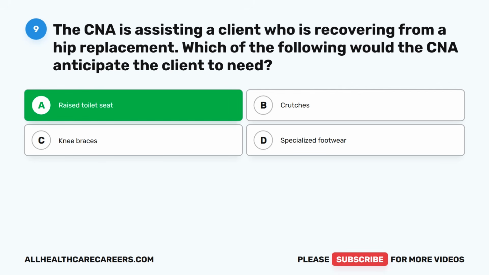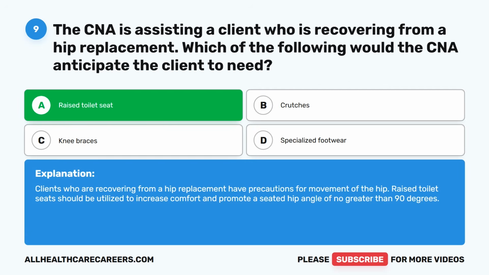Raised toilet seat. Clients who are recovering from a hip replacement have precautions for movement of the hip. Raised toilet seats should be utilized to increase comfort and promote a seated hip angle of no greater than 90 degrees.